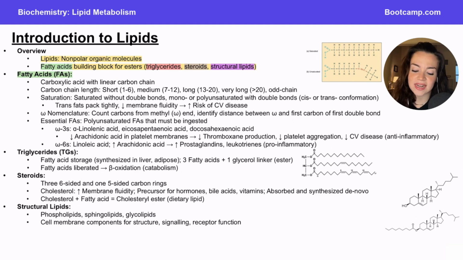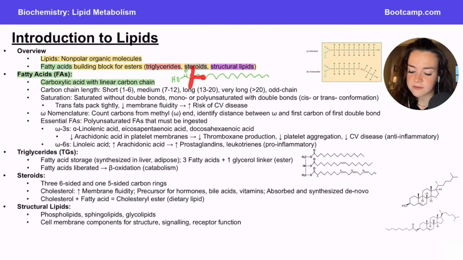The structure of a fatty acid is a carboxylic acid with a linear carbon chain. And if you blocked out all your Gen Chem from undergrad, which I don't blame you for, carboxylic acid, right, is this right here, C double bond O OH. And then from there, it's just attached to this long carbon chain of variable lengths.